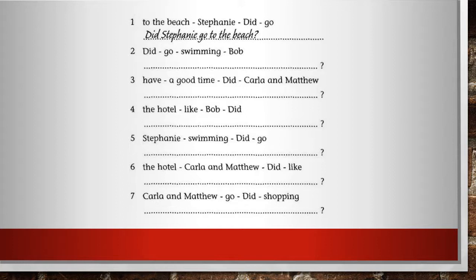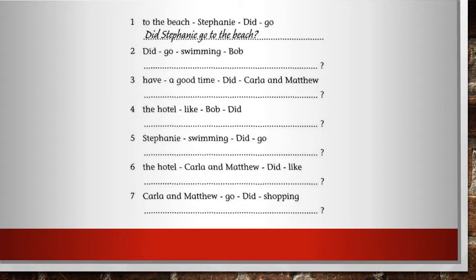We have a bunch of words. We need to rearrange them in order to ask coherent questions, like we just did in the first one, right? We have the words to the beach, Stephanie, did, and go. How would you arrange those words to make a question? Well, you have it right there. Did Stephanie go to the beach?